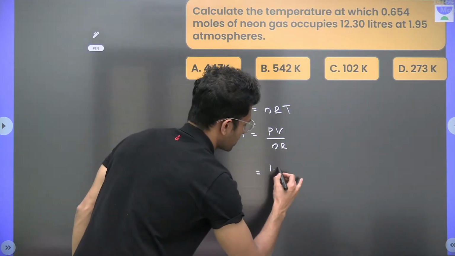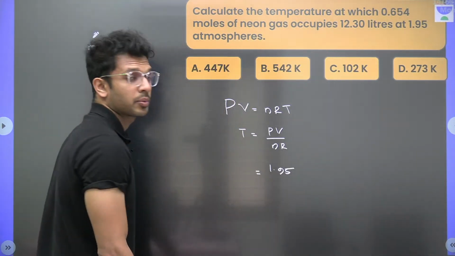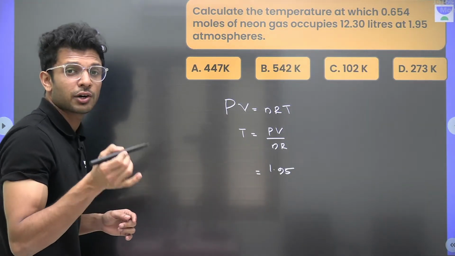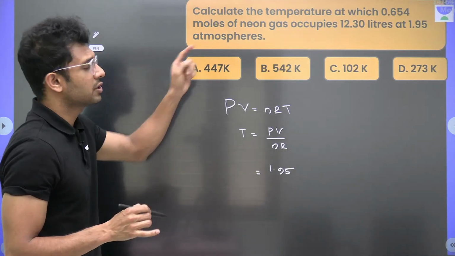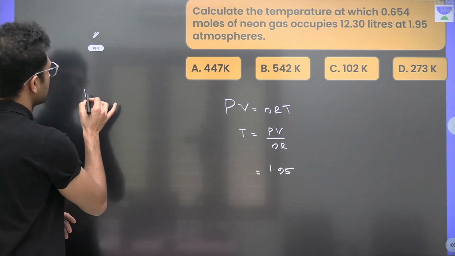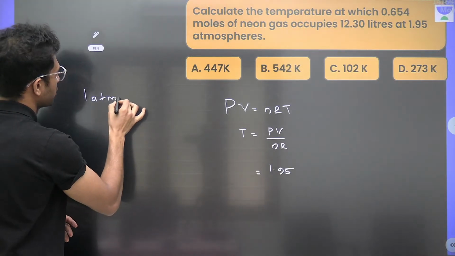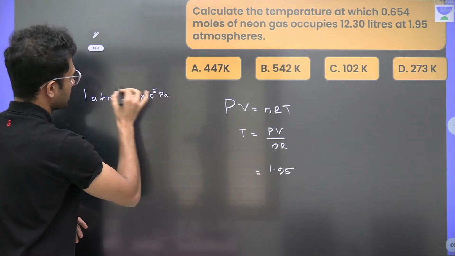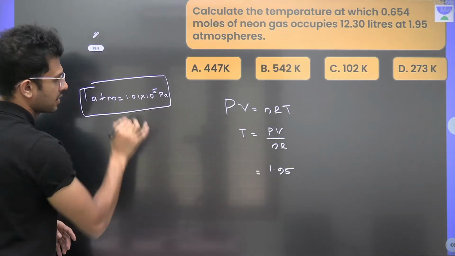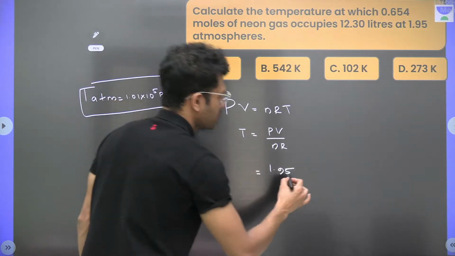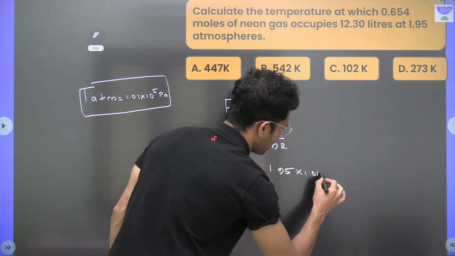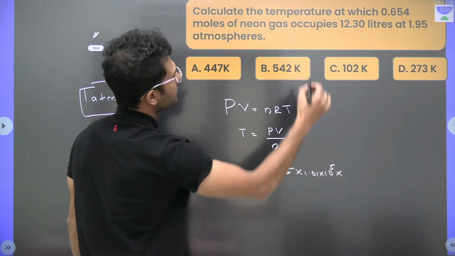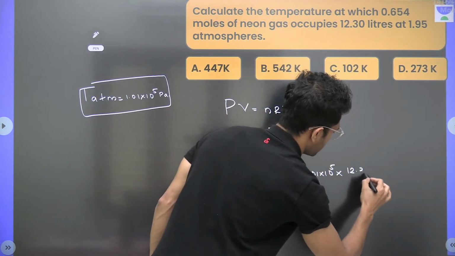1.95 atmosphere. Can I write it as 1.95 itself? No. Why? Because the SI unit of pressure is Pascal, so we have to convert from atmosphere to Pascal. The conversion is 1 atmosphere equals 1.01 into 10 power 5 Pascal. So 1.95 atmosphere is equal to 1.95 into 1.01 into 10 power 5 Pascal, into volume, which is 12.3 liters.